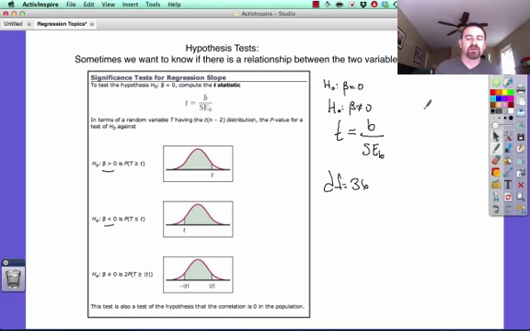Now you're probably saying, well, this is not a hard thing to calculate. In the past we've done x bar minus mu over s divided by the square root of n. That's kind of tough. This is not hard, except we still can't really get our head around what the standard error of beta is. Here we go, I'll show you how this works.